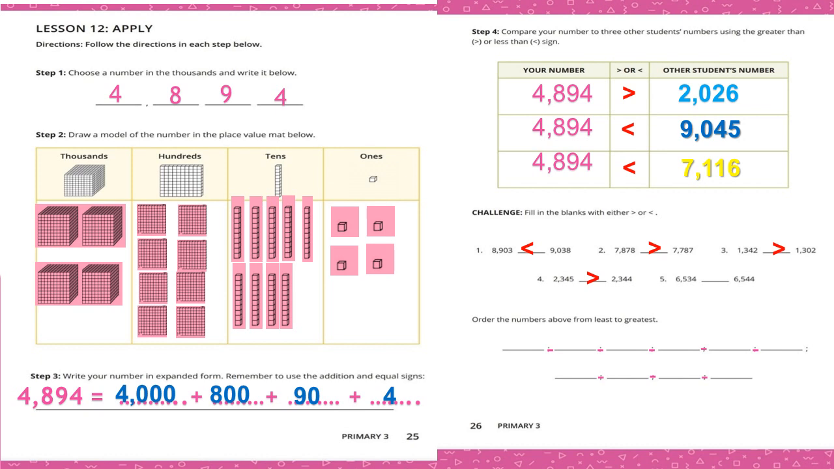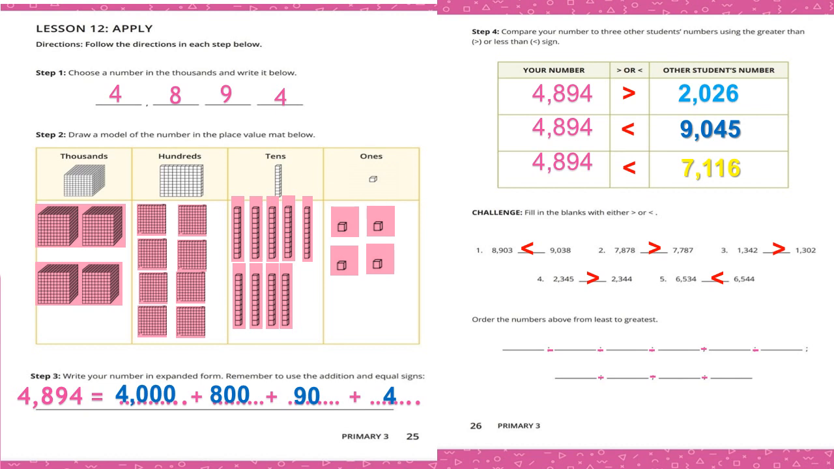Number 5, 6,534 and 6,544. Which is the greatest? We have here 6 in 1,000, 6 in 1,000, 5 in hundreds, 5 also in hundreds, 3 in tens, but here we have 4 in tens. Then 6,534 is less than 6,544.